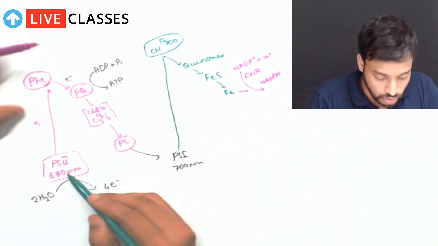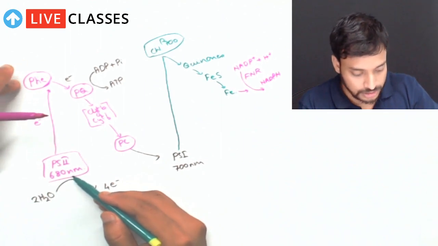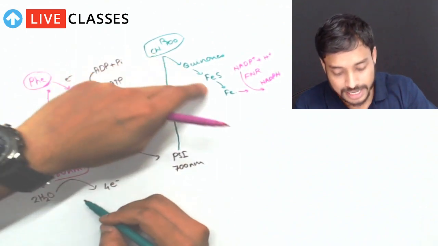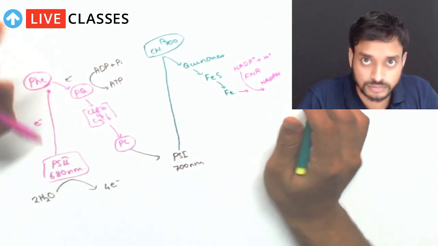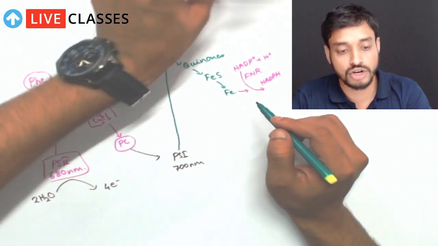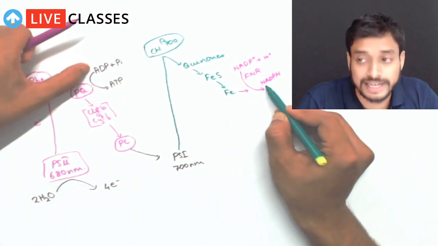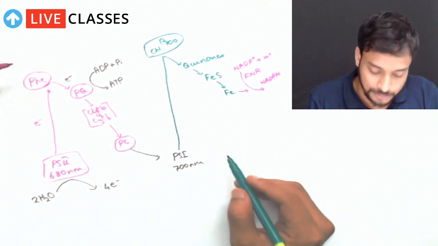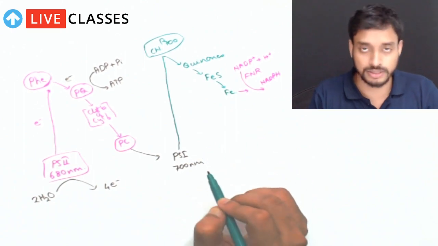Why? Because the electron from here is transferred to this phaeophytin. Next, slowly and steadily, it is transferred to photosystem 1. Then it ends with the production of NADPH and ATP. Got it? So if I ask you what the product of non-cyclic photophosphorylation is, it will be one ATP molecule and one NADPH molecule. Correct? Now we'll talk about the next type, that is cyclic photophosphorylation. Now let's see how this happens.